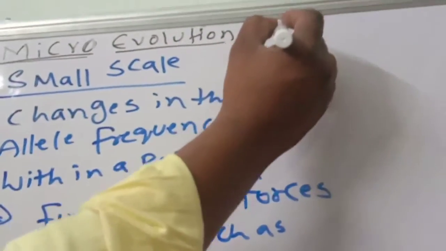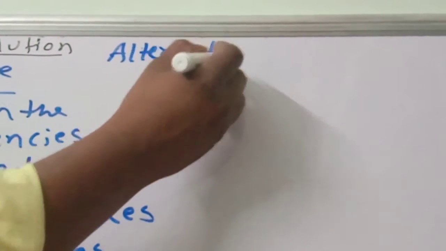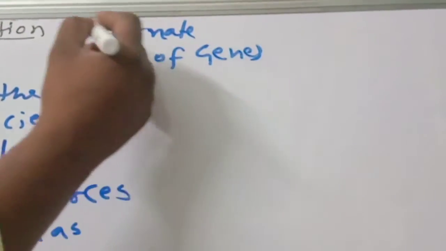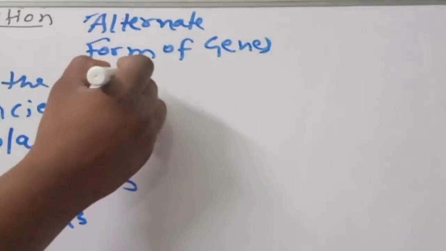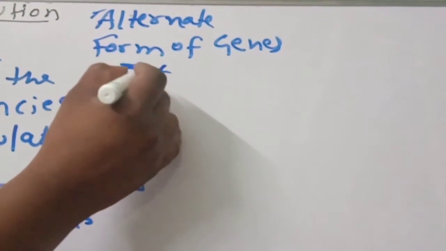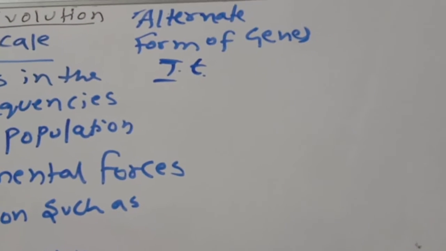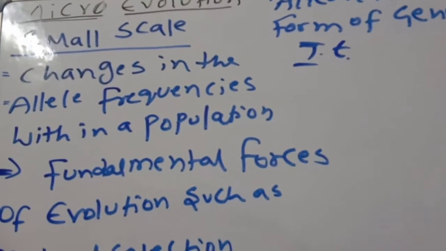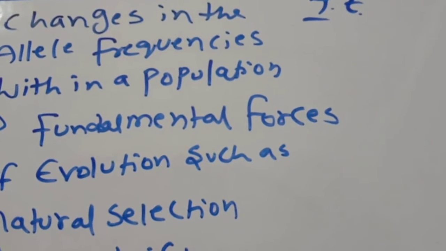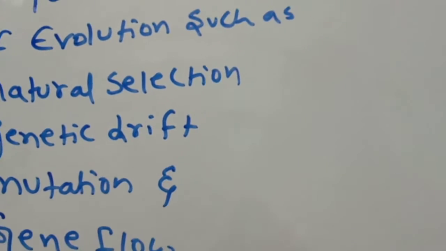So why are changes happening in the allele frequencies? What is an allele? First you have to remember: an alternate form of a gene is called an allele. Suppose, for example, capital T is a gene and the allele is small t. The alternate form of the gene is called an allele. So why are the allele frequencies changing? Due to natural selection, genetic drift, mutations, gene flow. Because of these changes, microevolution is happening.